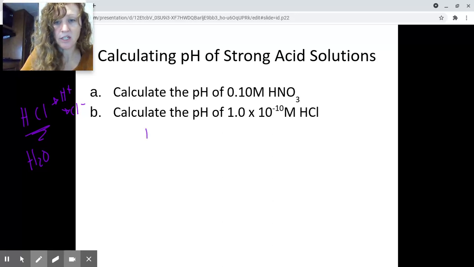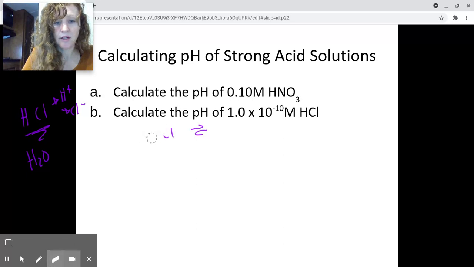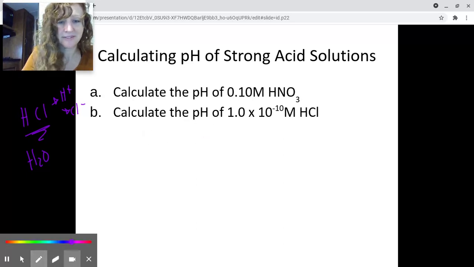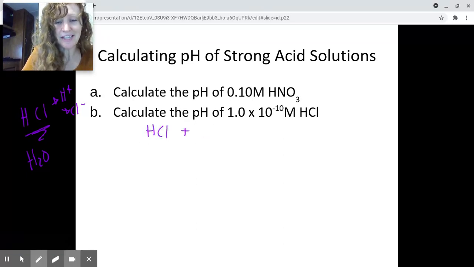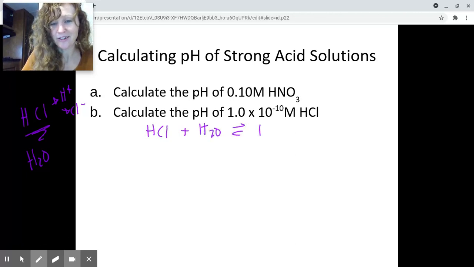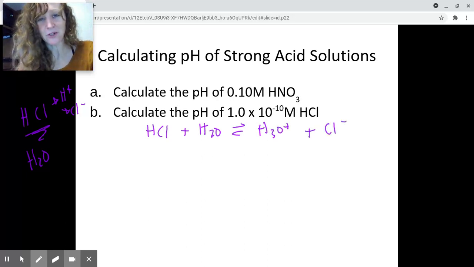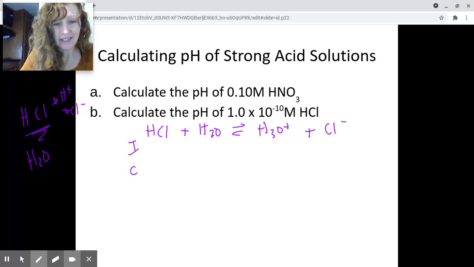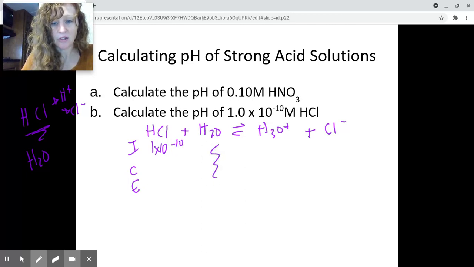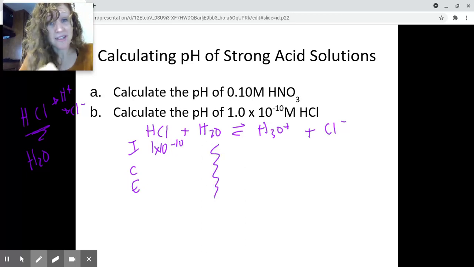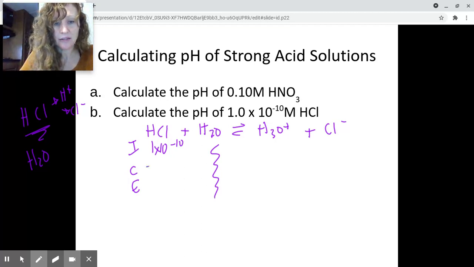So I'm going to write my equation, HCl. Let's include water. You can tell that when I do these on my own, I don't normally include water, but I'll write it out for your sake so we actually get the real concepts the first time around. Okay, I know I have 1 times 10 to the negative 10th molar HCl. I can ignore my liquid. It's a strong acid. It's going to dissociate completely.